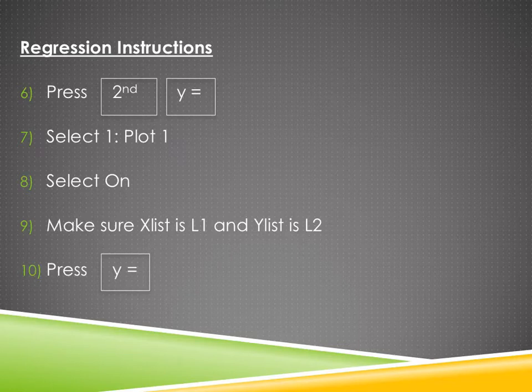All right, we're going to select the first one, 1 plot 1, and we're going to make sure that all of our lists and everything look correct. You need to turn it on, so you're going to have to press on top of the word on. You press enter on top of that word.